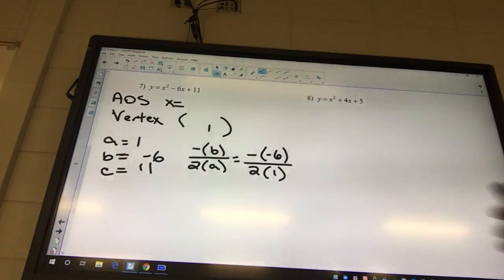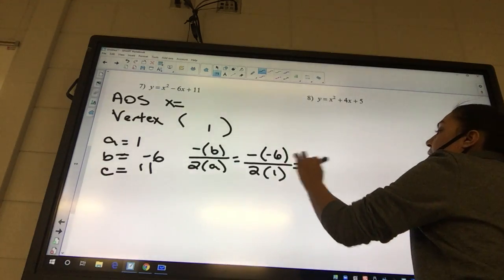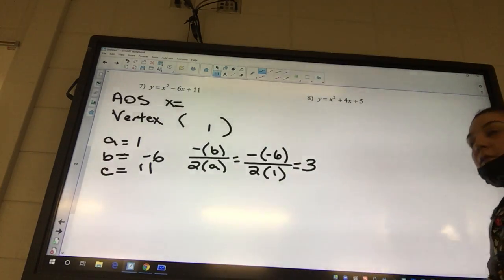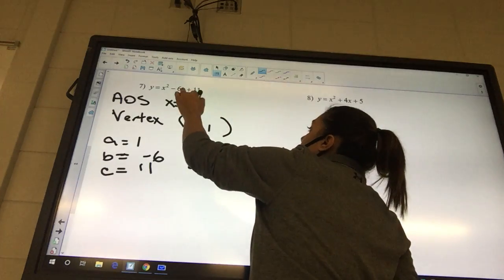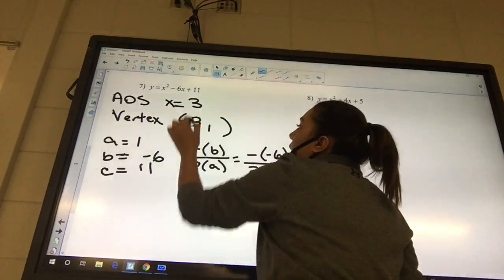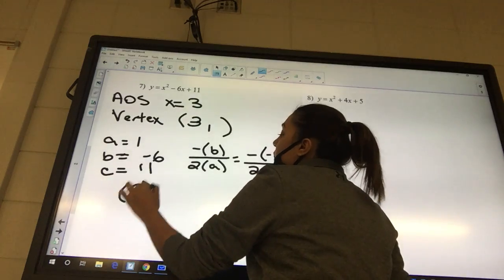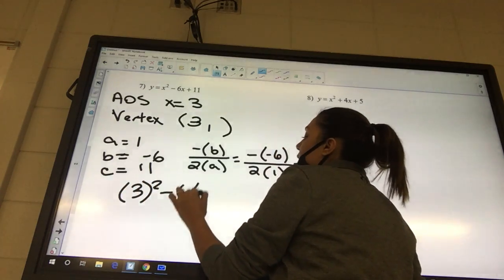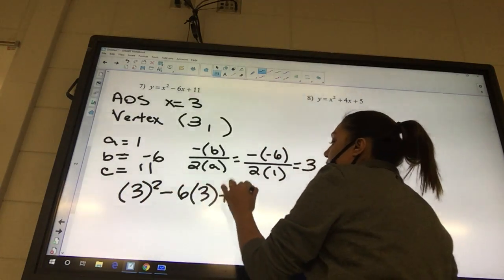Okay, so what are you going to get? Positive 3. 3, and where do I put that? The x and the x equal can be 2. Yeah, so it's going to go on both. Okay, and then you're going to have 3 squared minus 6 times 3 plus 11.